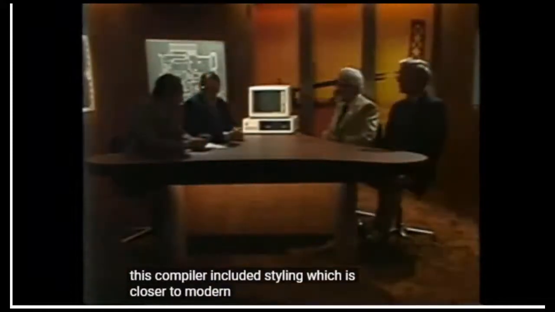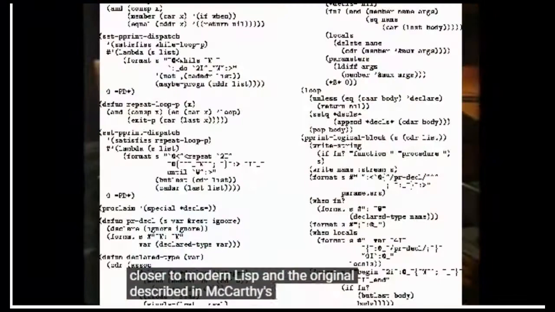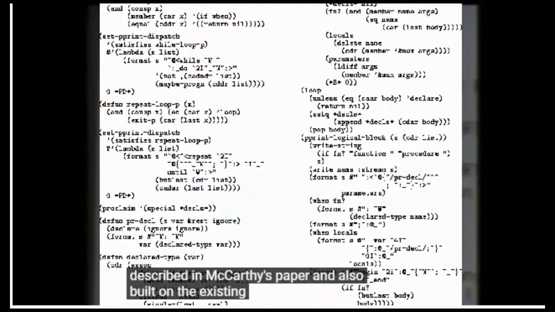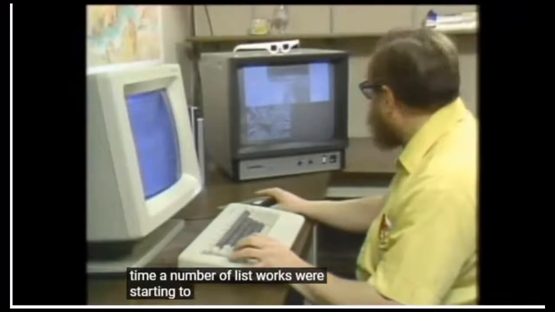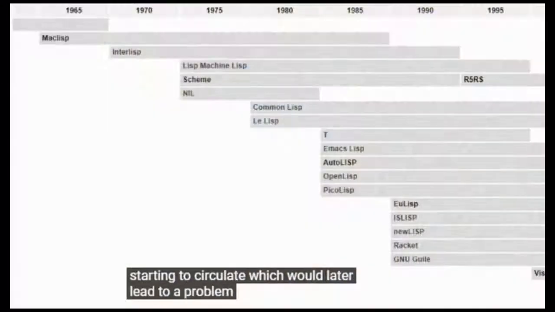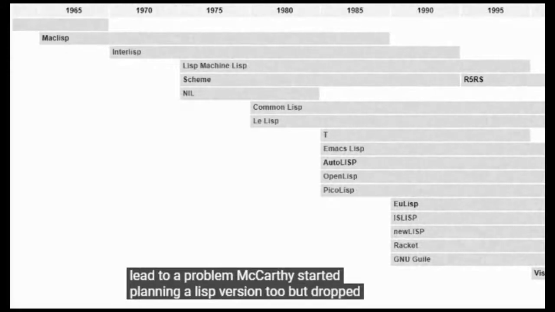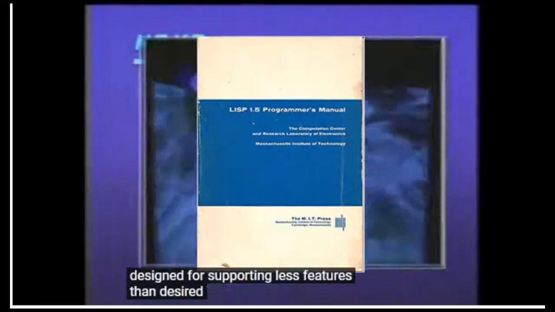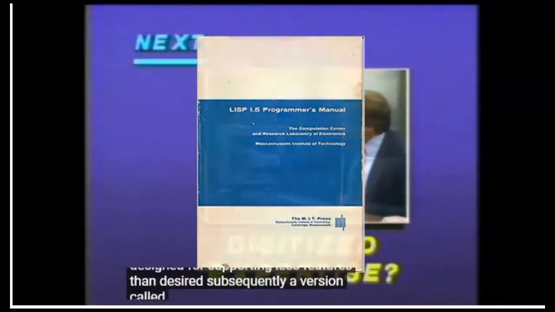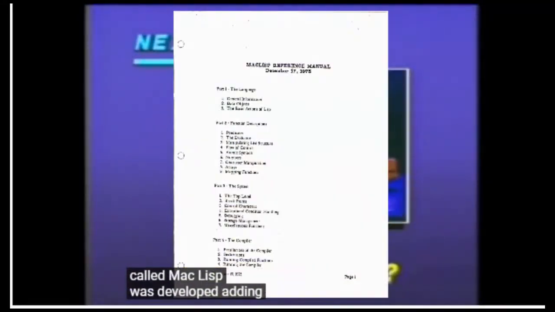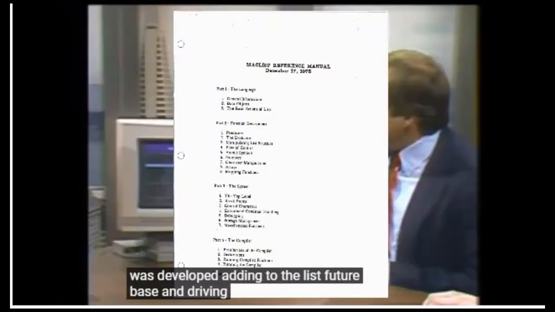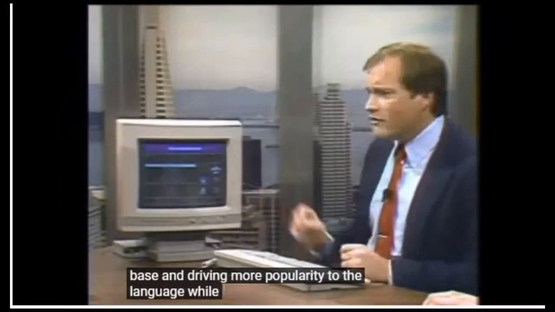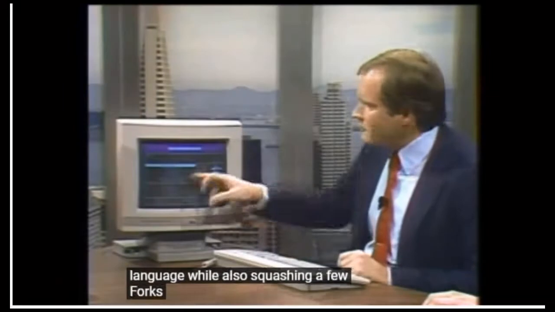This compiler included styling, which is closer to modern Lisp than the original described in McCarthy's paper, and also built on the existing API. Around this time, a number of Lisp forks were starting to circulate, which would later lead to a problem. McCarthy started planning a Lisp version 2, but dropped it due to the computer it was initially designed for supporting fewer features than desired. Subsequently, a version called MacLisp was developed, adding to the Lisp feature base and driving more popularity to the language, while also squashing a few forks.